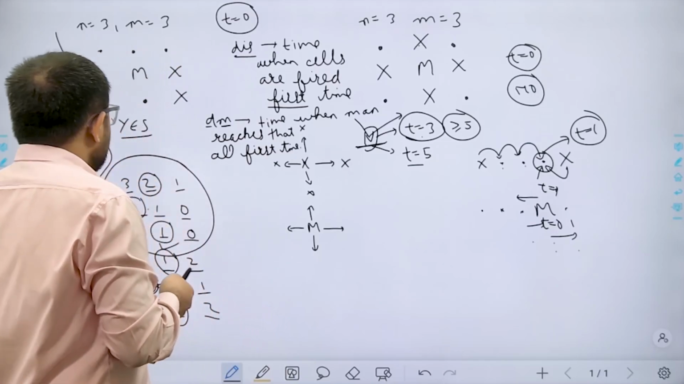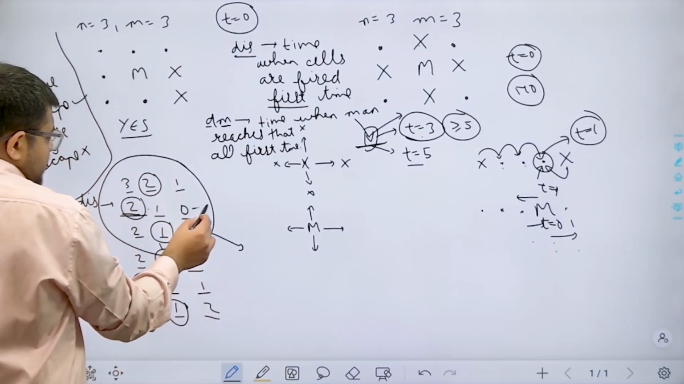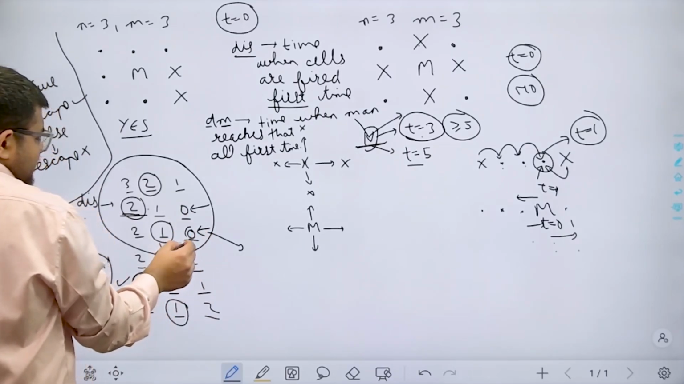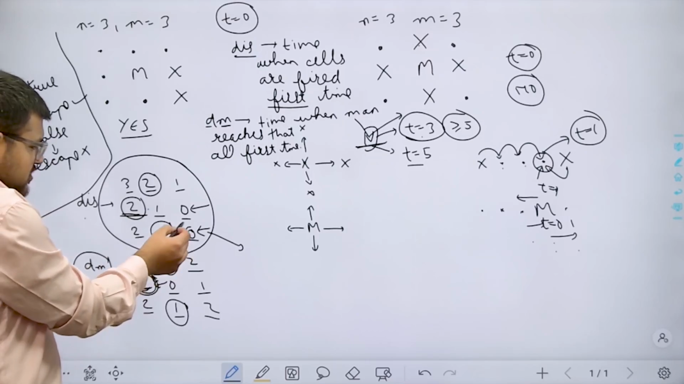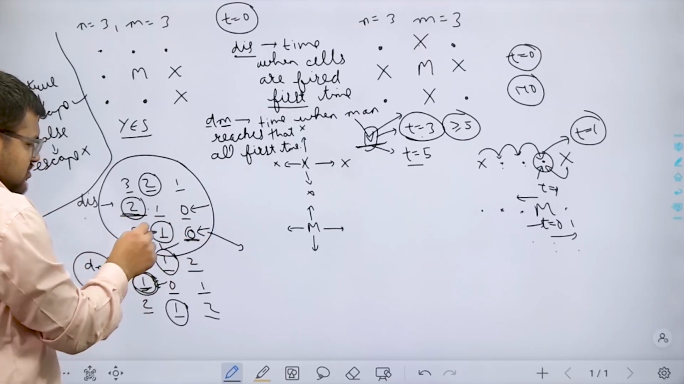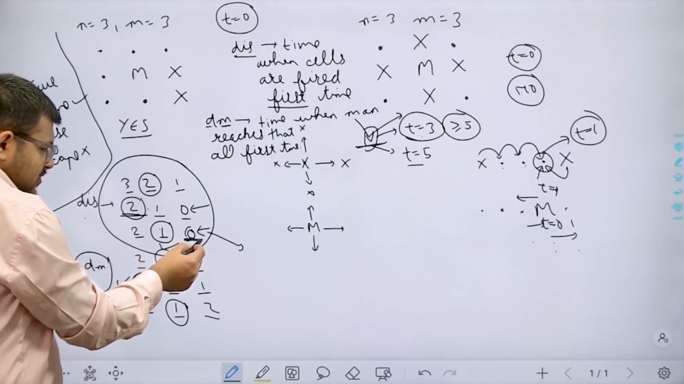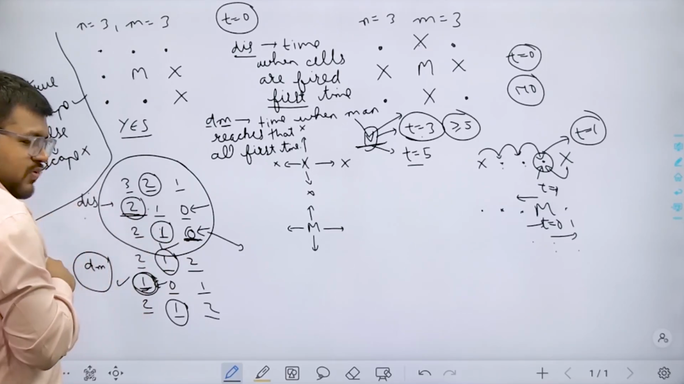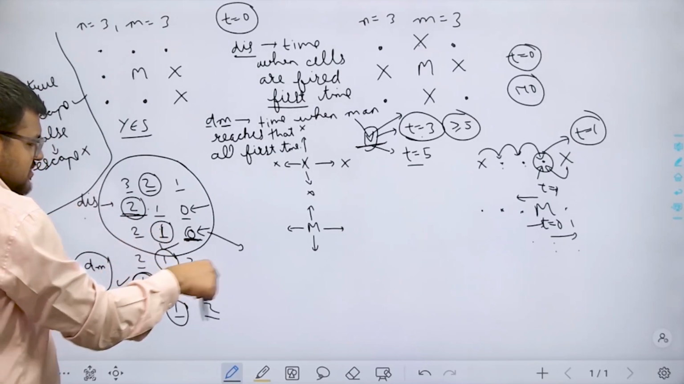So for example, if I talk about this, then in my queue I will have this cell and this cell, and I will mark the distance of this cell and this cell as 0. Now I will pop out this element and see their adjacent cells which are not fired initially. So this is not fired initially. Since this is fired at t equal to 0, this will be fired at t equal to 1. So I will mark this as 1 and I will push this inside the queue.